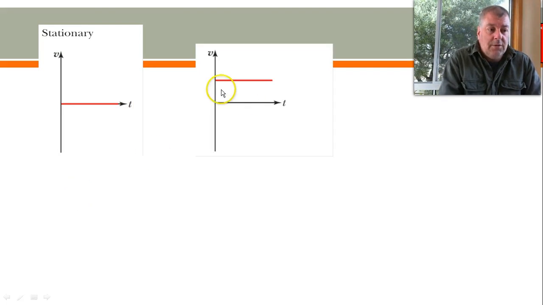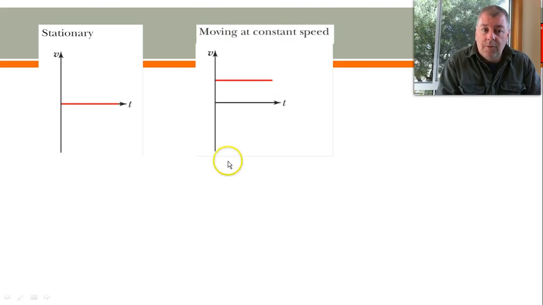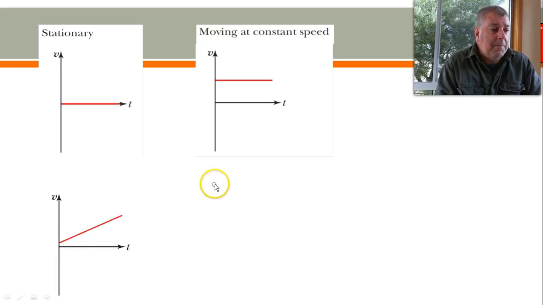What about this object though? It starts off with a velocity that could be 5 meters per second or 10 meters per second, and as time ticks by it stays at that rate. Therefore, this object must be moving at a constant speed. Constant velocity would be better.